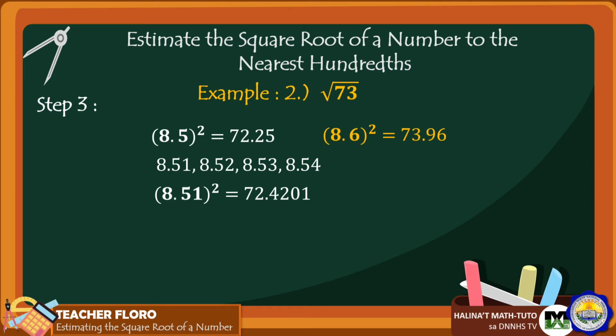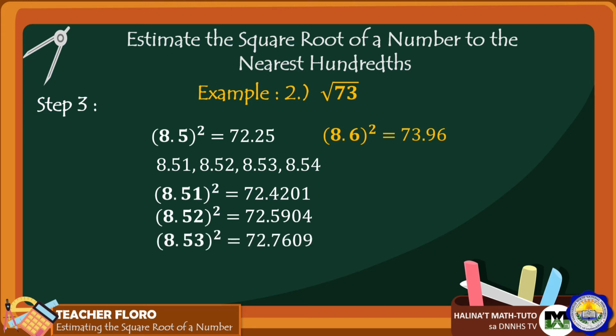The square of 8.51 is 72.4201. The square of 8.52 is 72.5904. 8.53 squared is 72.7609. And 8.54 when squared is 72.9316. From the obtained results, which has the closest value to 73?